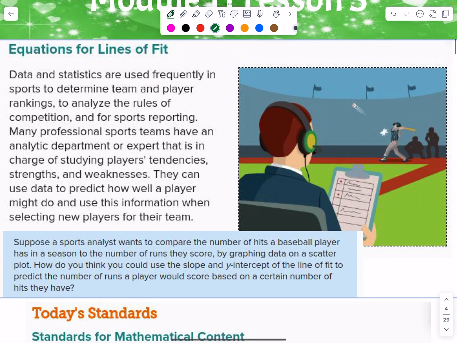All right, data and statistics are used frequently in sports to determine team and player rankings, to analyze the rules of competition, and for sports reporting. Many professional sports teams have an analytic department or expert that is in charge of studying players' tendencies, strengths, and weaknesses. I don't know if you've ever seen the movie Moneyball, but it's all about the statistics going along with baseball. It's actually a very good movie. They can use data to predict how well a player might do. In fact, they did everything on just statistics. I think it's based on a true story.